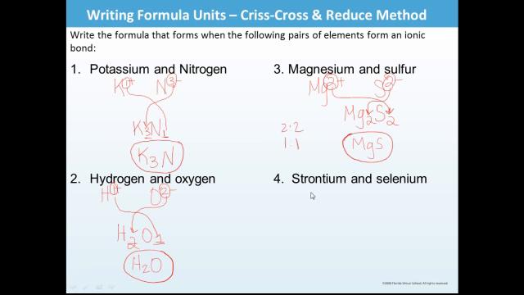Okay, number 4. And you may not even need to use the crisscross method on this problem. You may already see 2 plus, 2 minus. It only takes one of each. But if we were to follow the crisscross method, you do 2, 2, and once again, 2 to 2 ratio, you can reduce, and yes, you must reduce. Strontium selenide.